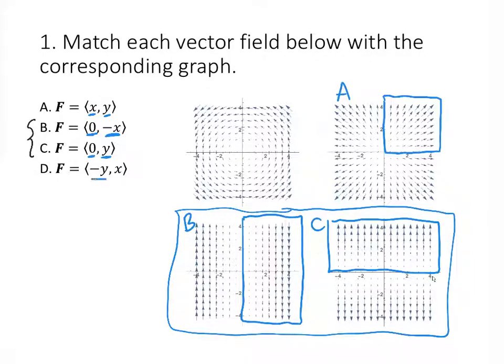And again, just to verify, we have minus y comma x. So in quadrant 1, what should we expect to see? In quadrant 1, y is positive, so that means the x component is negative, so these vectors should point to the left. In quadrant 1, x is positive, so that means the y component is positive, which means these vectors will point up. So in quadrant 1, we would expect all of the vectors to be pointing up and to the left, and we see that here in quadrant 1. And so this must be option D.